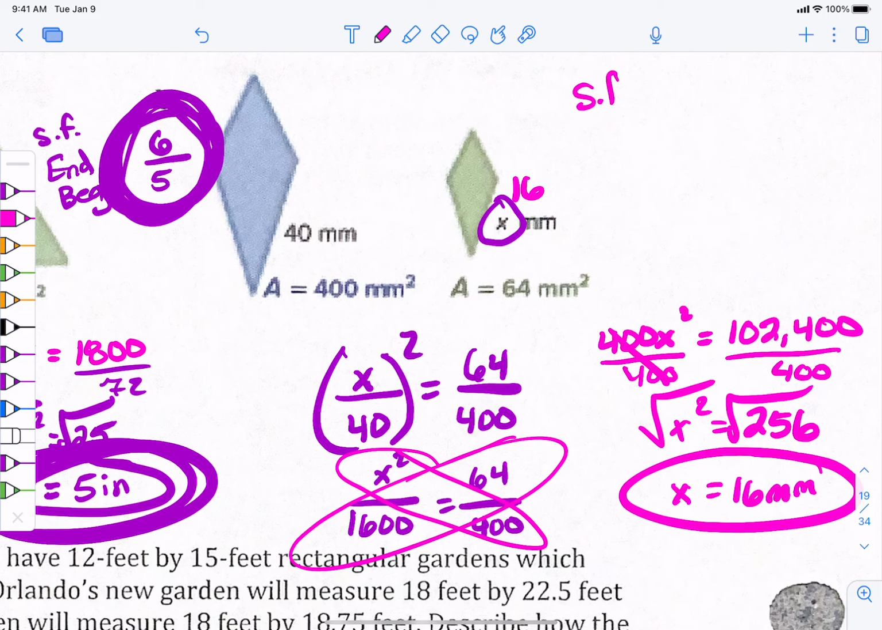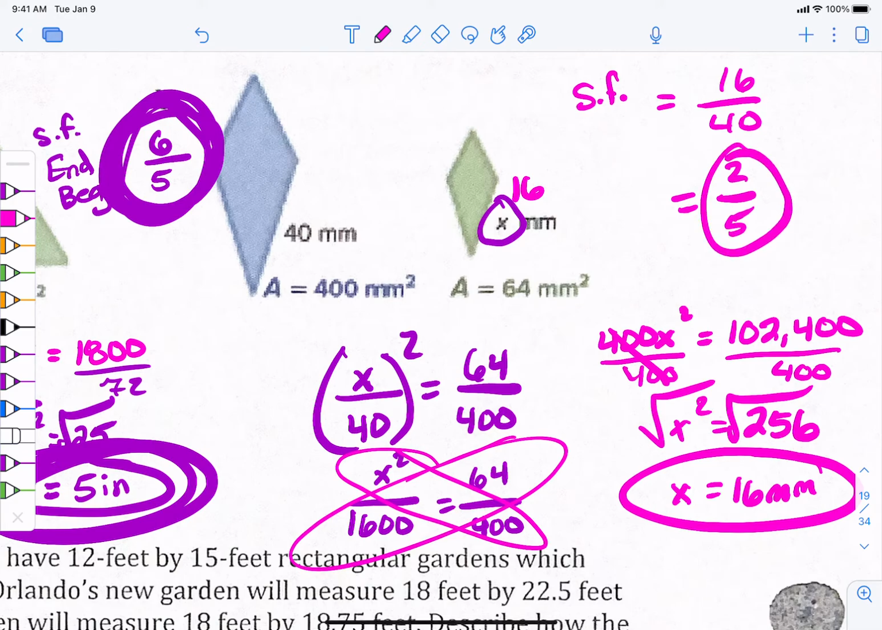So the scale factor is end over beginning: 16 over 40. That reduces by dividing by 8: 2 over 5. So 2/5 is the scale factor.